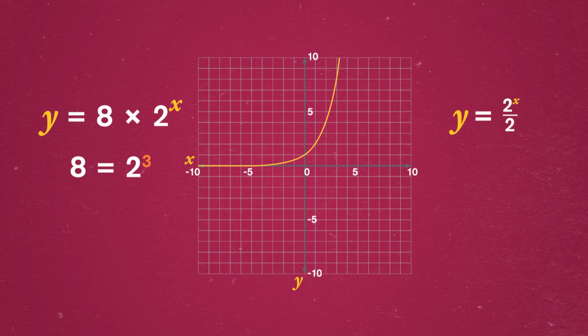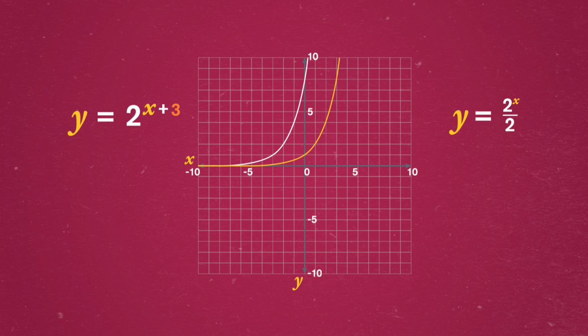So 8 times 2 to the x is really 2 to the 3 times 2 to the x, which can be rewritten as 2 to the x plus 3, since we can add exponents when we multiply terms with the same base. Now all the action that was originally happening at x equals 0 is now happening at x equals -3. In fact, if we plug in -3 for x, we get y equals 2 to the 0, but the shape is still the same. Now with 2 to the x over 2, we can cleverly manipulate the exponent to see that it's really 2 to the x minus 1.